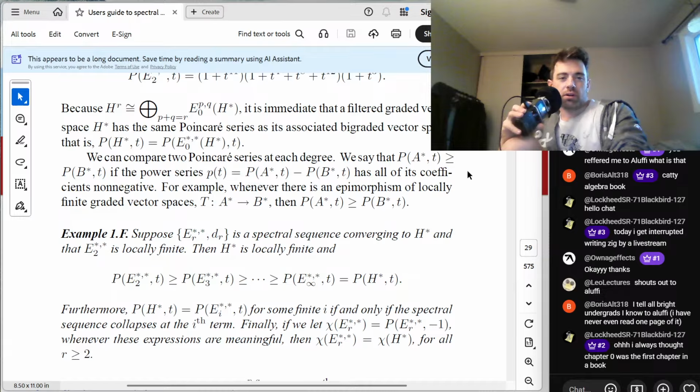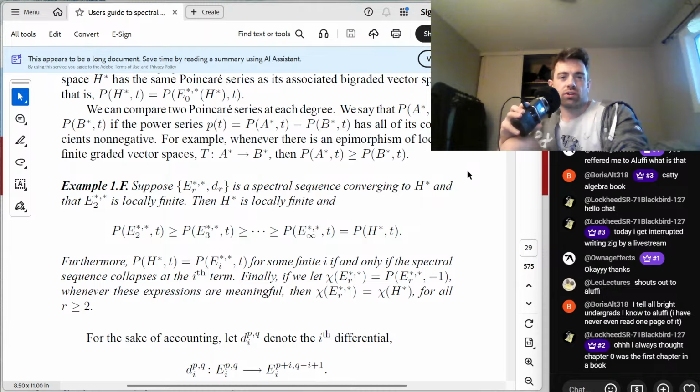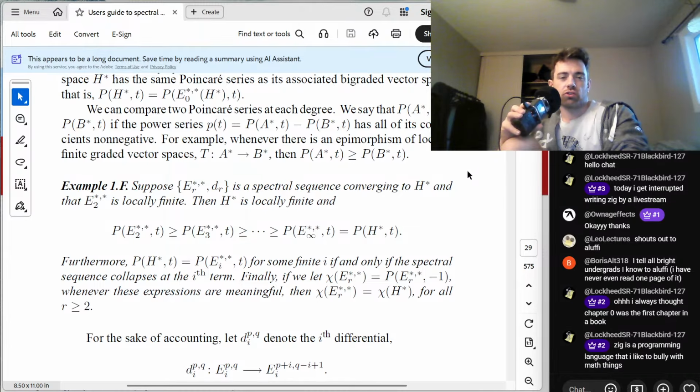Okay, we can compare Poincare series at each degree. We say that this is true, for example, whenever there's an epimorphism of locally finite graded vector spaces, and the bigger one's bigger.